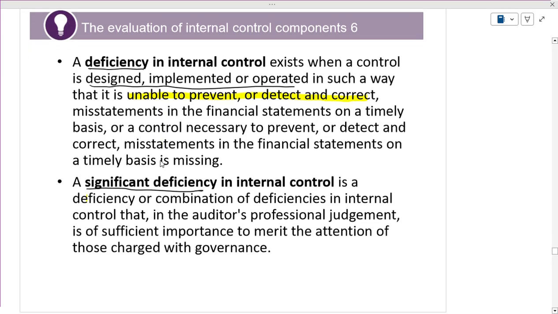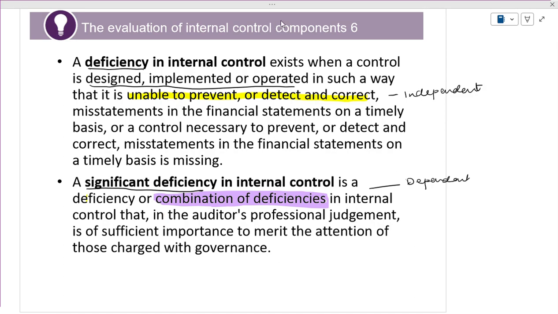What is a significant deficiency? A deficiency is independent, while a significant deficiency is a combination of deficiencies. Understand the point? A single deficiency on its own is one thing.